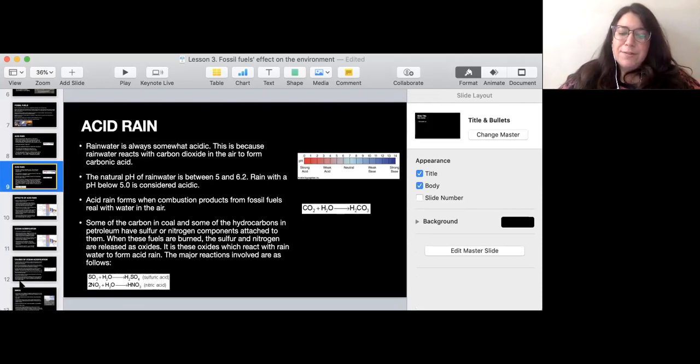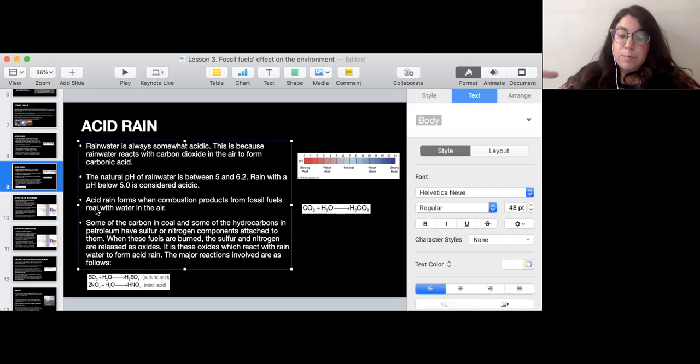Acid rain forms when combustion products from fossil fuels combine with water in the air. Some of the carbon in coal and some of the hydrocarbons in petroleum have sulfur or nitrogen components attached to them. So when you burn coal or petroleum, this sulfur and nitrogen are released as oxides, and these oxides react with the rainwater to form acid rain. Here you have the formula if you want to see it.